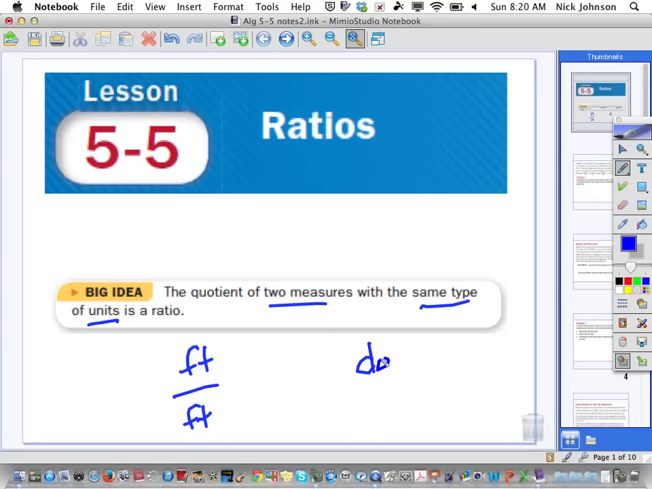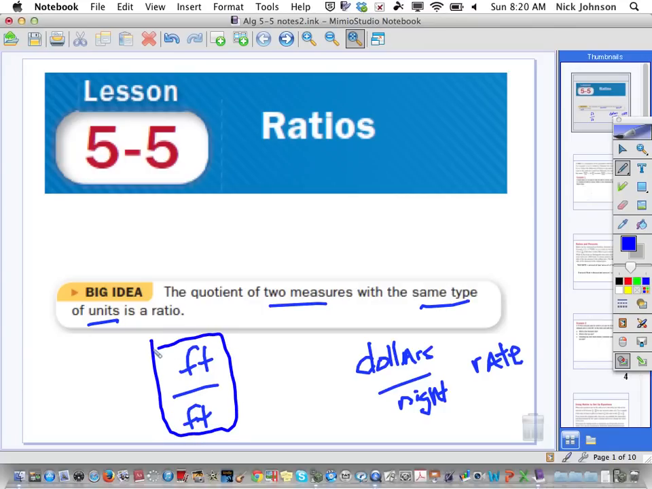Remember, if we have dollars per night, that is what we call a rate. Okay? This is a ratio, has the same units. This is a rate, has different units. Okay?